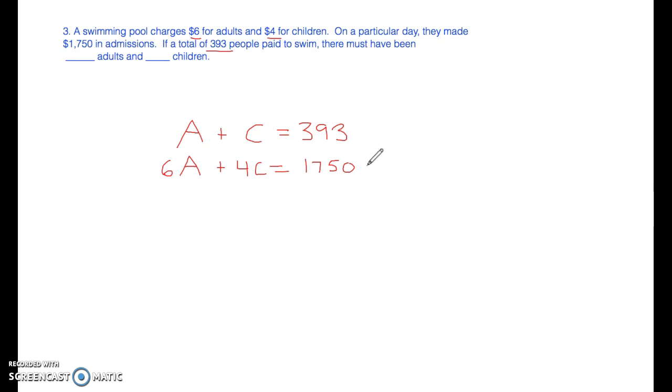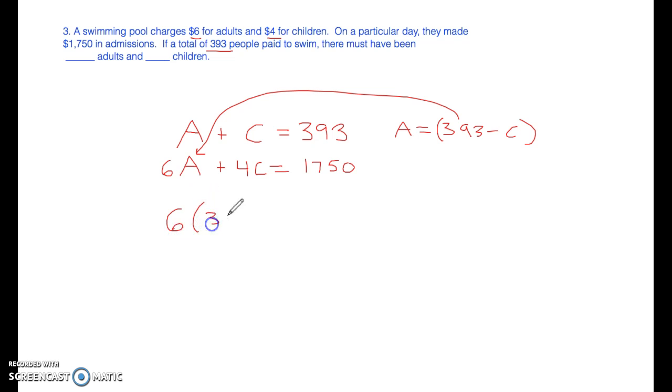So now there's a few different ways to solve this. You can do substitution, or you can do linear combination, or elimination as some people call it. I'm going to go ahead and do substitution, because that's what probably more of you are familiar with. I'm going to solve for A in my first equation, so A equals 393 minus C. And I'm going to take this and substitute it in for A. So I'll have 6 times 393 minus C, and then the rest of the equation.